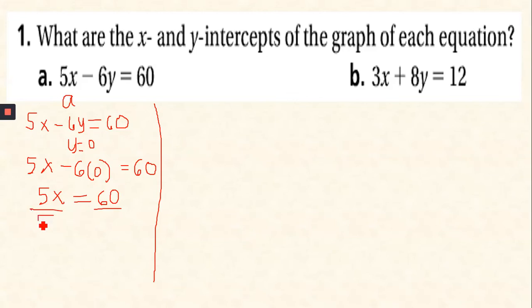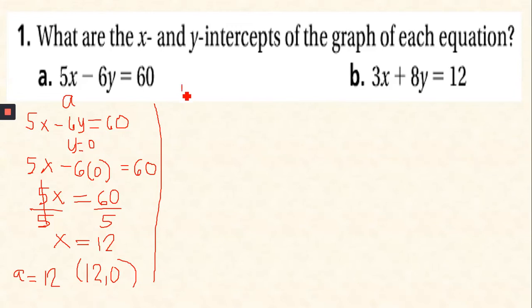Dividing both sides by 5. 5 divided by 5, that is 1. So x now is equal to 12. Okay? The coordinates of your x-intercept are 12, 0. Your x-intercept is 12. A equals 12. Okay? They mean the same thing. I'm just writing it so that if you will encounter such kind of representation, then you now have the idea that those are the x-intercept.